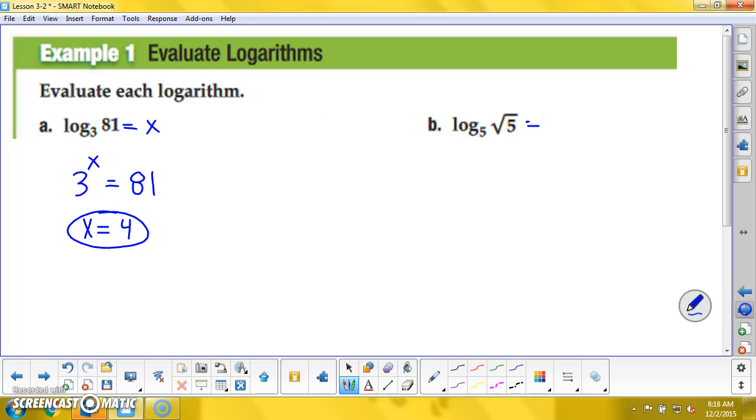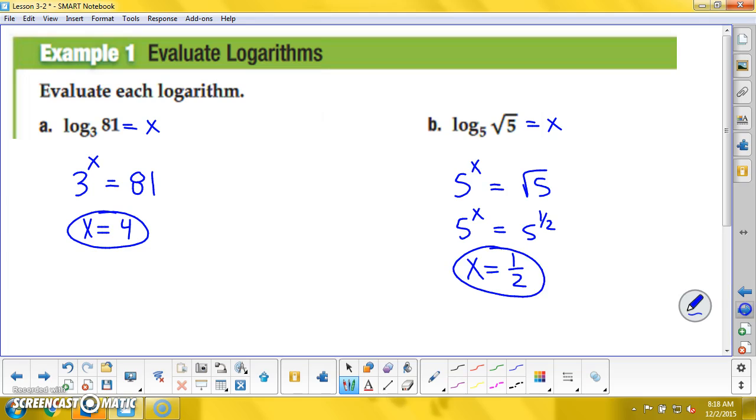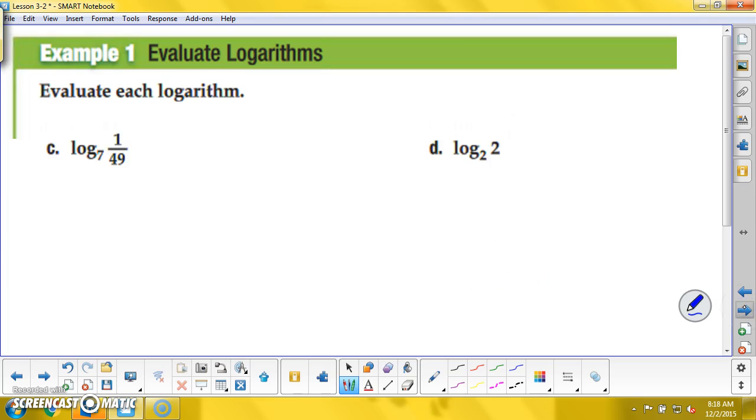Part B, again, put it in log form by putting in an equals x, and then we'd say 5 to the x equals the square root of x. Now, the square root of x is the same thing as 5 to the 1/2. So now that you can see these bases are the same, then you know the exponent is simply 1/2. When it says evaluate, it's basically just asking you, what is this equal to?